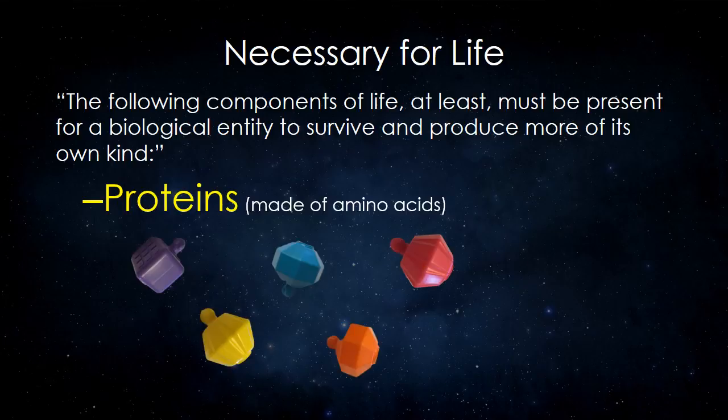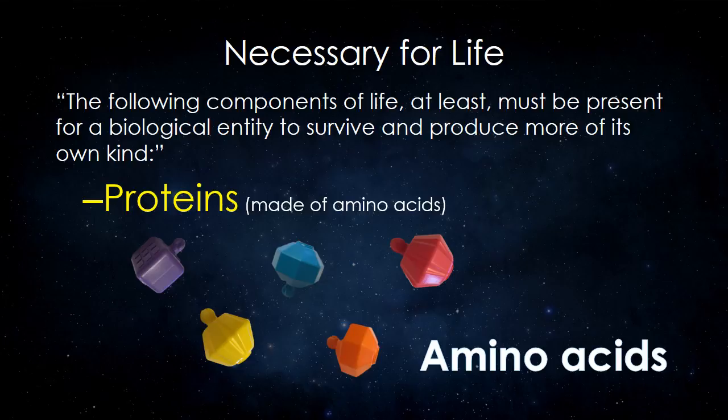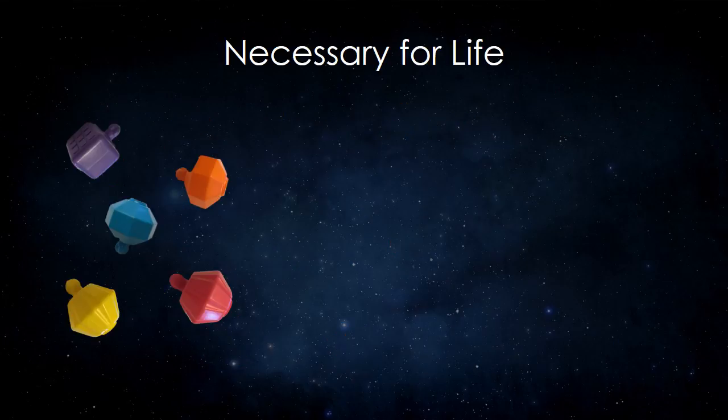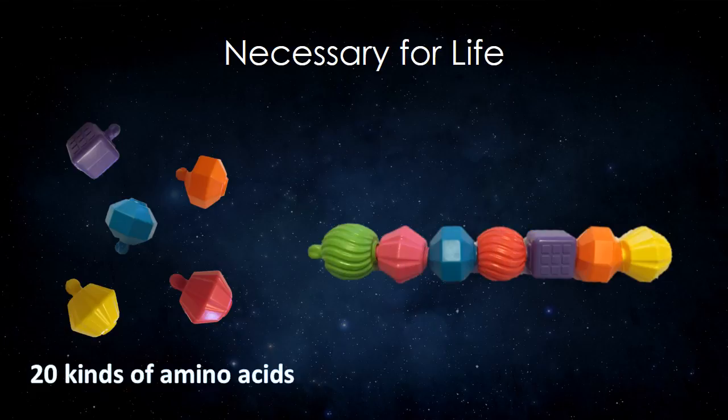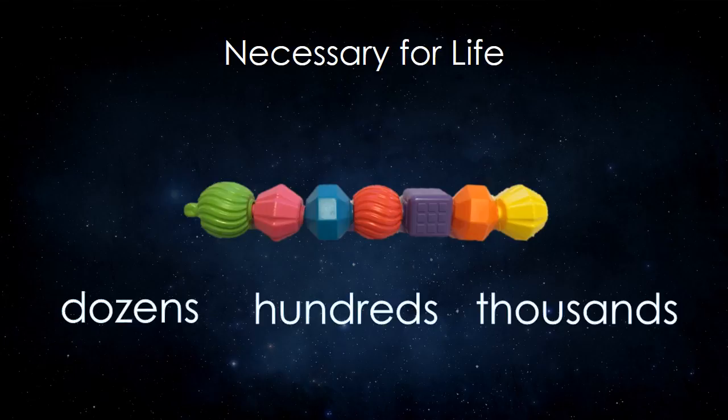We can use these children's toys to represent amino acids. Instead of 5 different kinds of blocks like the ones shown here, there are 20 different kinds of amino acids. Each one is like a different letter in an alphabet. Proteins are formed from a string of amino acids joined together, but not just a few amino acids like what we are illustrating here. Proteins require dozens, hundreds, or even thousands of amino acids.